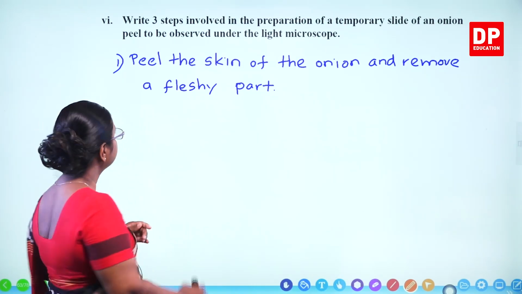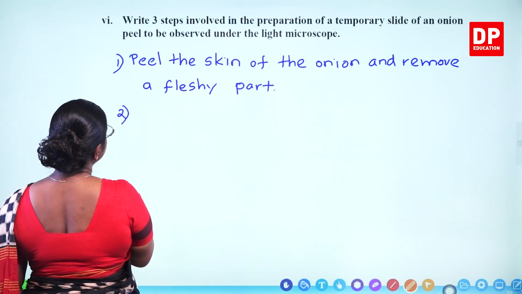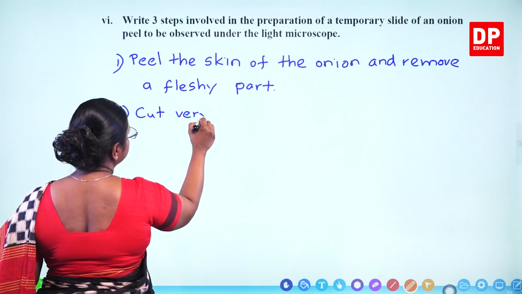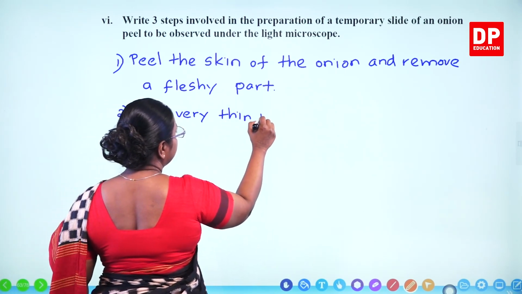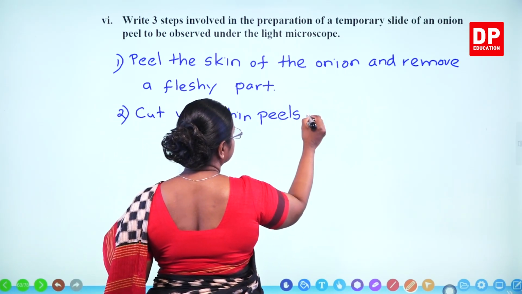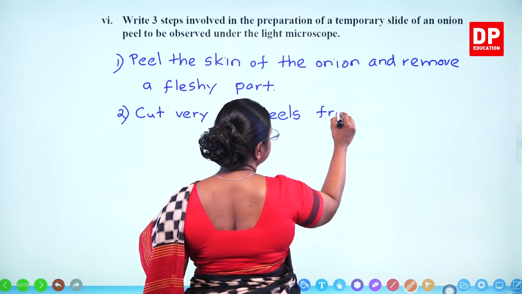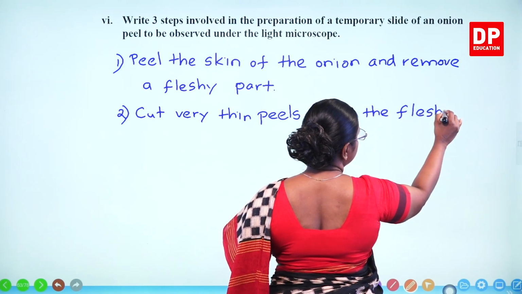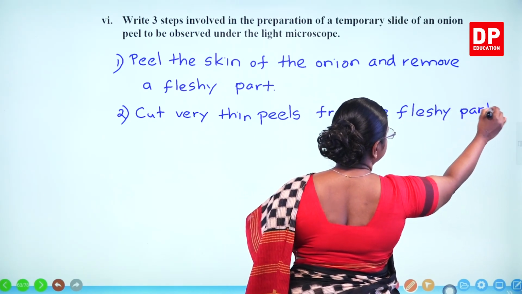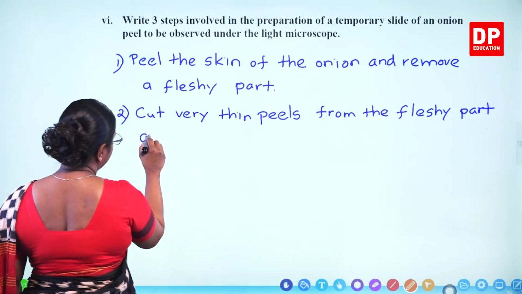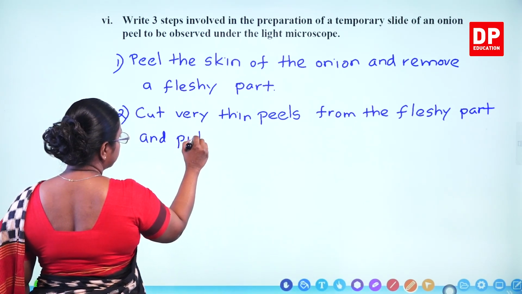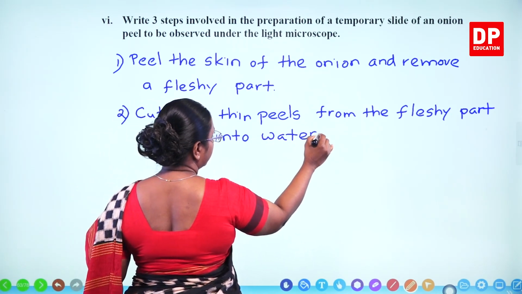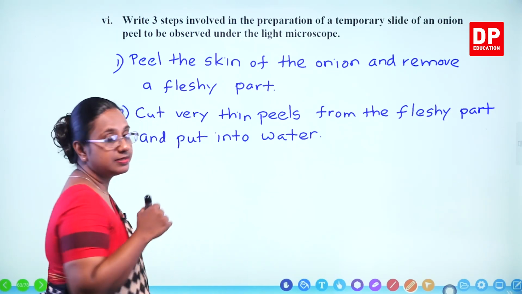Then we can say the second step, cut very thin peels from the fleshy part and put into water. What is the third step?